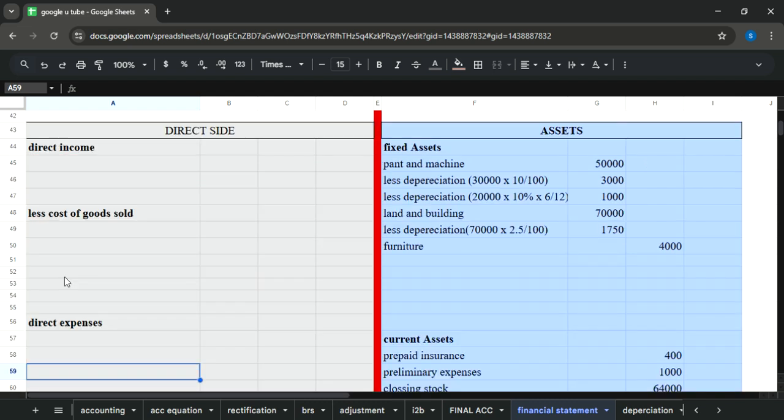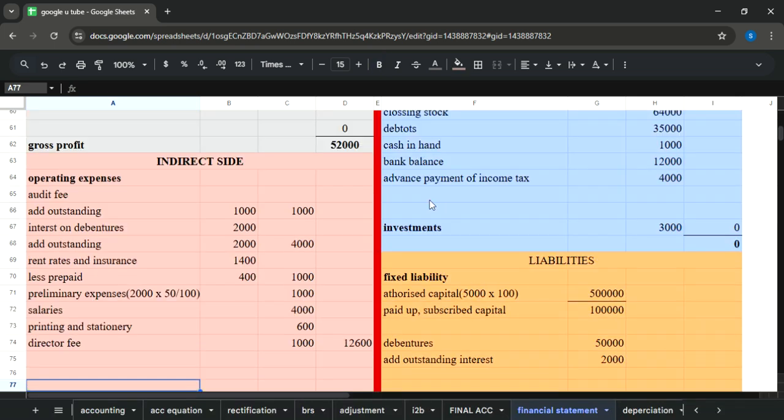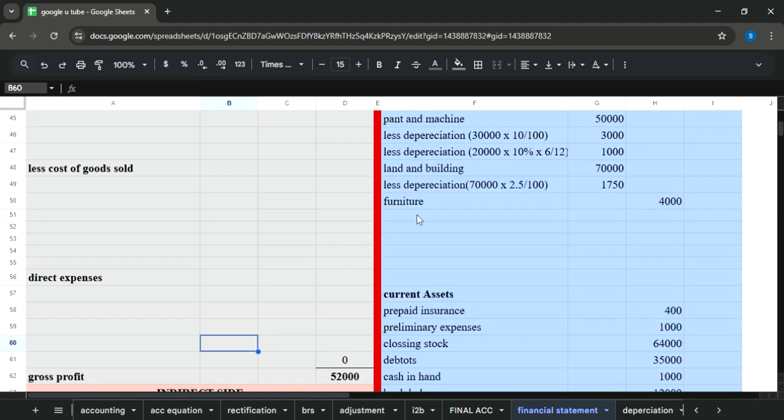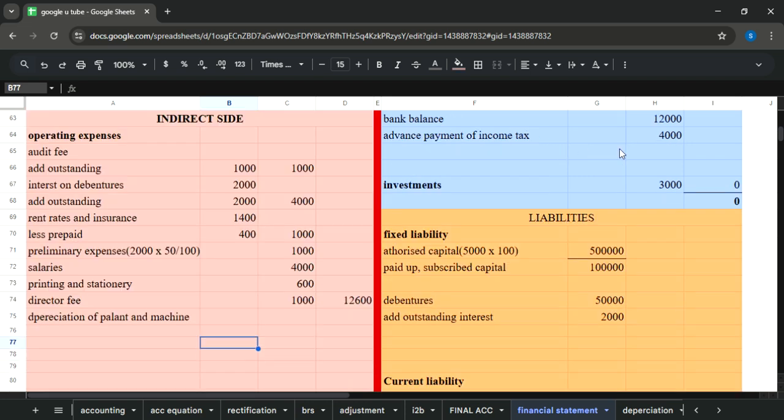Okay, what we have done, both depreciations are present on asset side. We were required to write on expense side as well. So depreciation of plant and machinery. Please note these are two, 3,000 and 1,000. What we have said, there were two depreciation, 3,000 and 1,000, and collectively we will write 4,000.